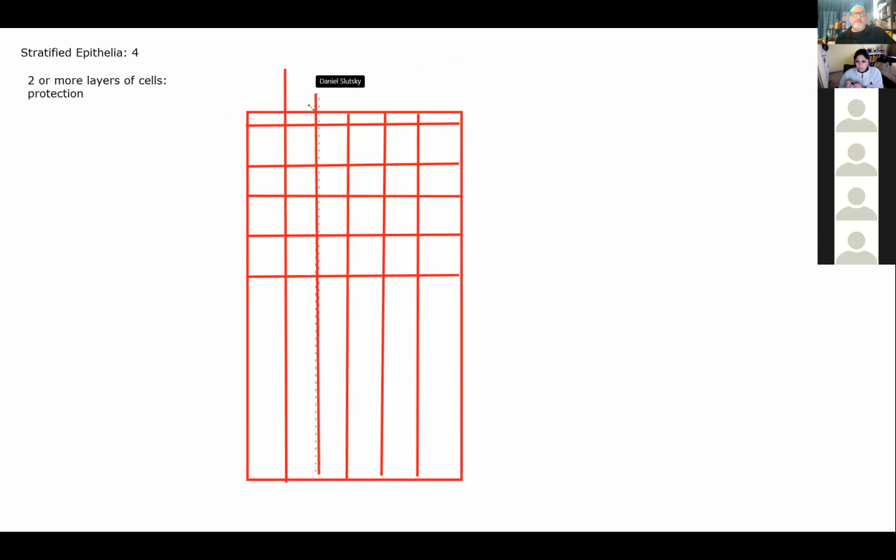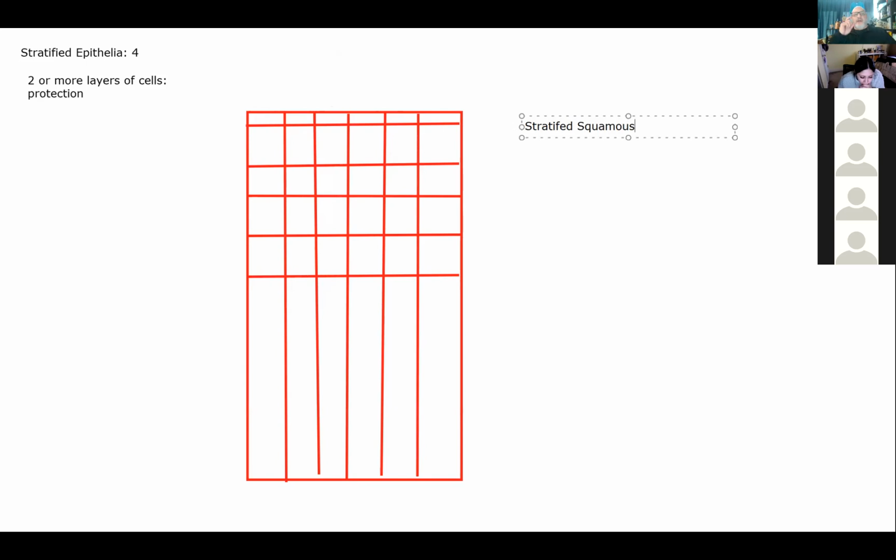Stratified squamous. But only one layer is squamous. Only one layer is squamous. There's four that are cuboidal. There's one that's columnar, one that's squamous. Pseudo? Stratified squamous. Okay, you are 100% absolutely correct. But my question for you is why? Because it's on the top. What? Because it's on the top.